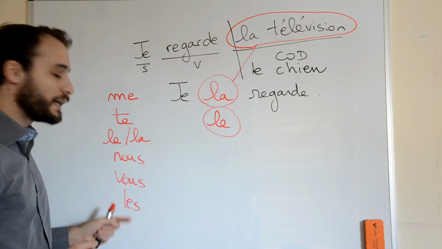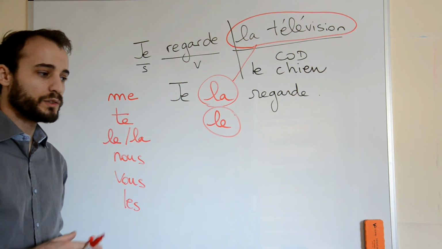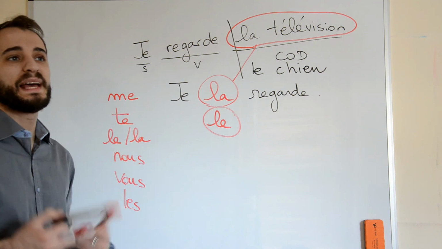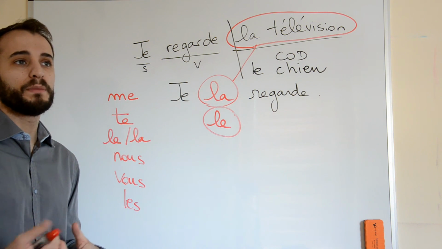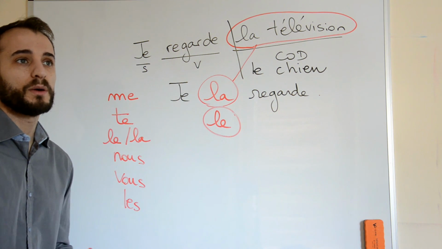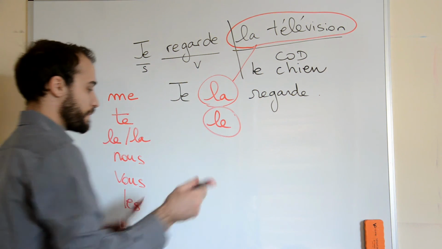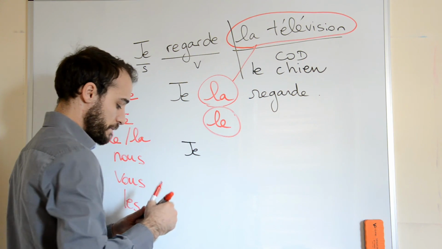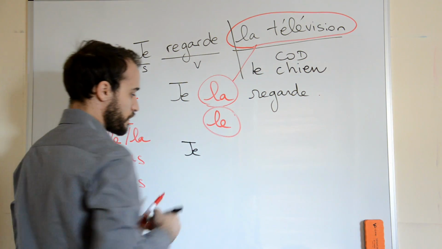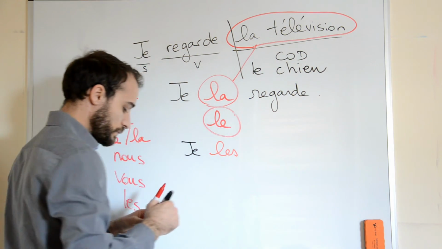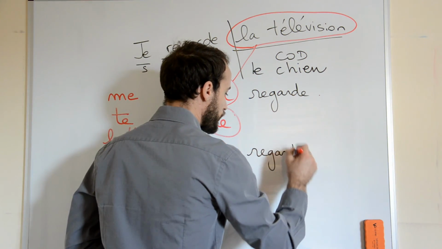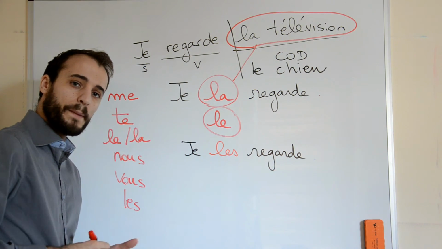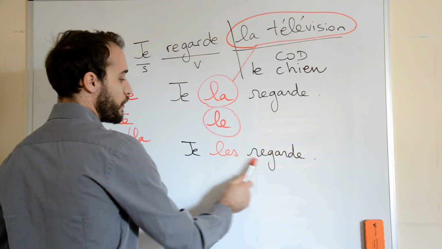Nous regarde, us. Vous regarde, you. And les regarde, them. So, je regarde mon père et ma mère. I watch my father and my mom. I look at my father and my mom. That becomes je les regarde. Ouais? Je les regarde. I watch them.